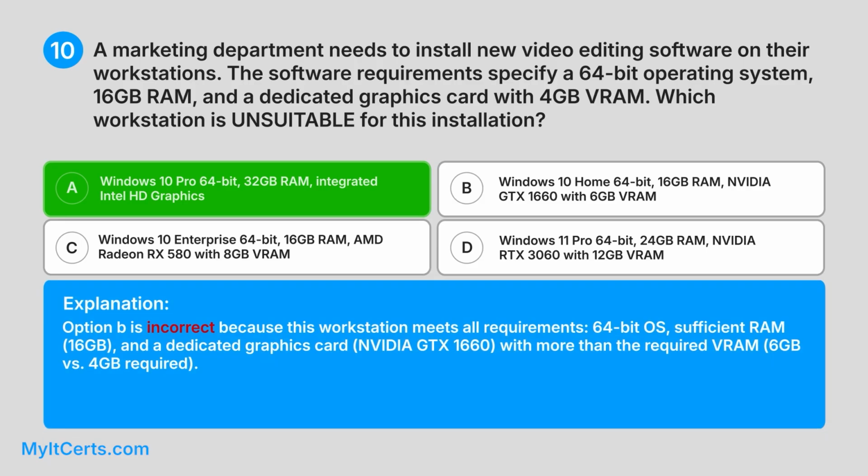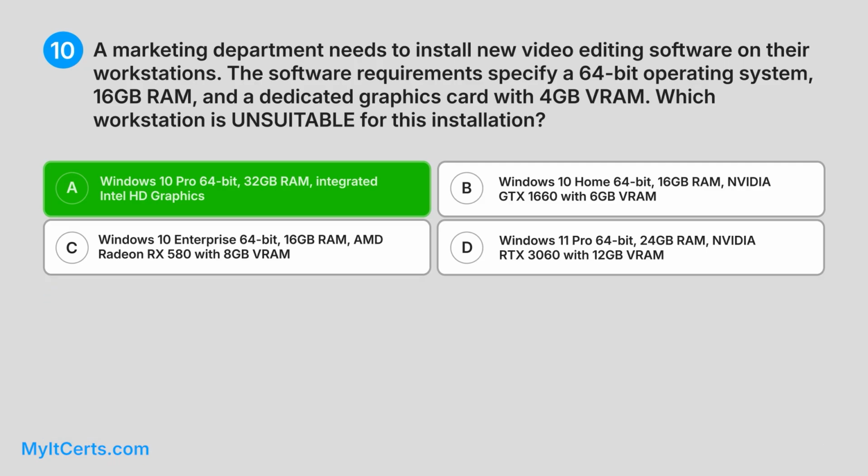Option B, Windows 10 Home 64-bit, 16 GB RAM, NVIDIA GTX 1660 with 6 GB VRAM, is incorrect because this workstation meets all requirements: 64-bit OS, sufficient RAM, 16 GB, and a dedicated graphics card, NVIDIA GTX 1660, with more than the required VRAM, 6 GB versus 4 GB required.